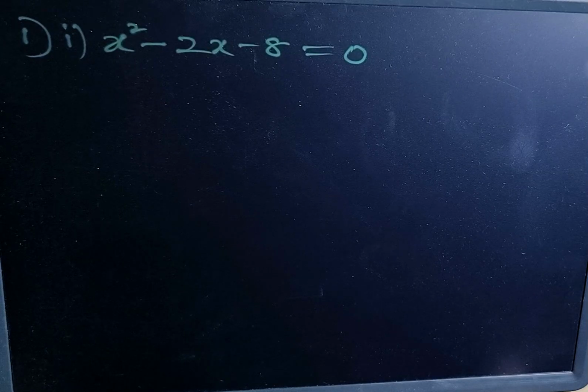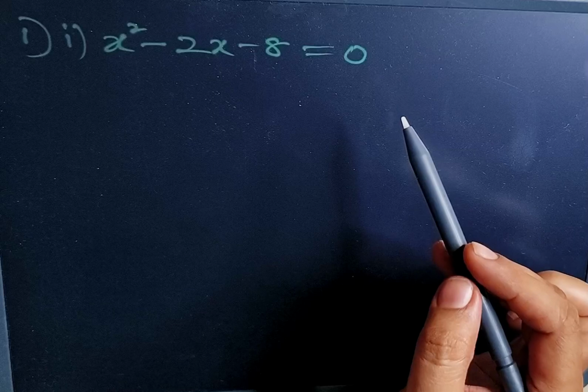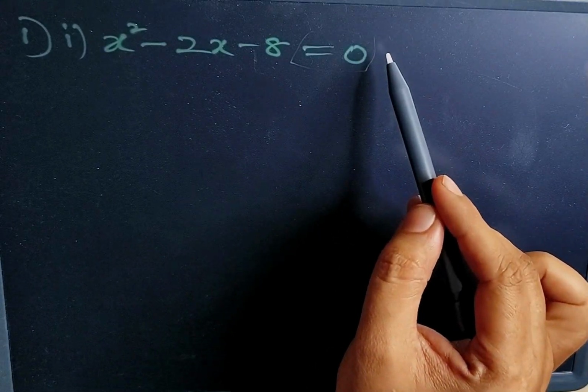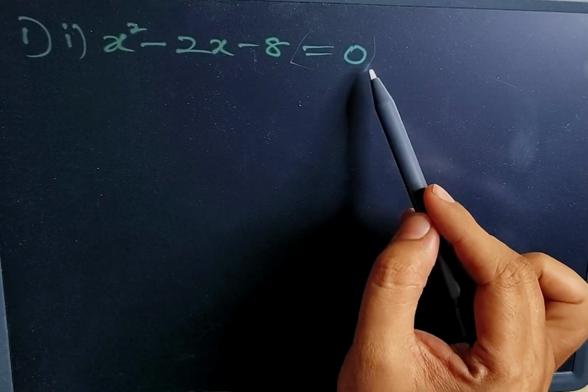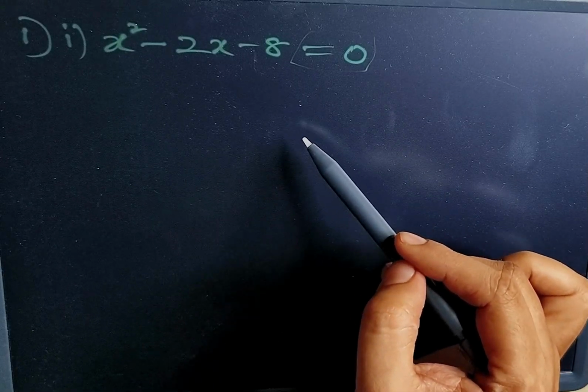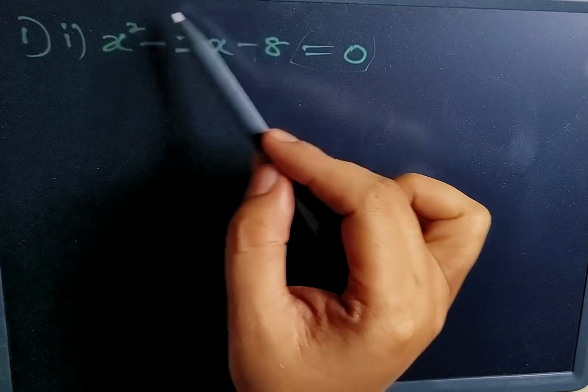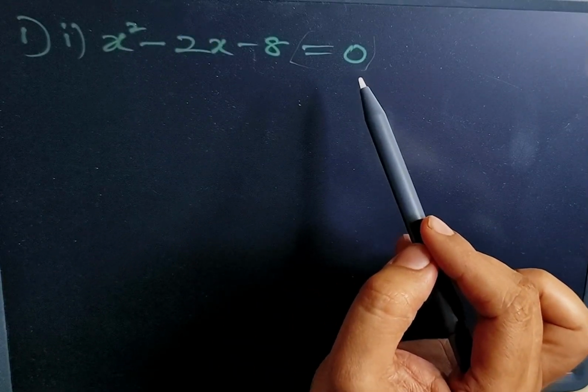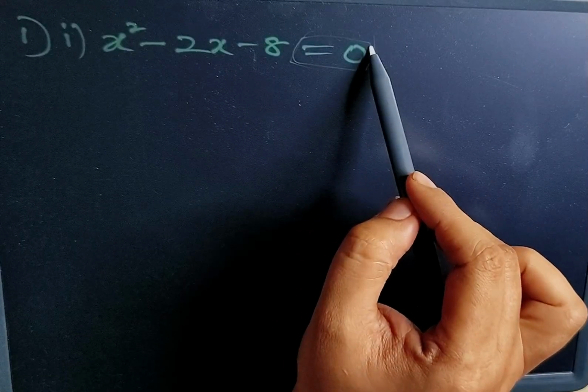So first of all, when we are factorizing, two things we have to keep in mind. First thing, till you find the zeros, you should not forget: equal to 0. Because when we are equating to 0, we can find the x value such that if you substitute that x value in this polynomial, you will get the answer as 0. That is the definition of zeros of the polynomial. So this is very important.